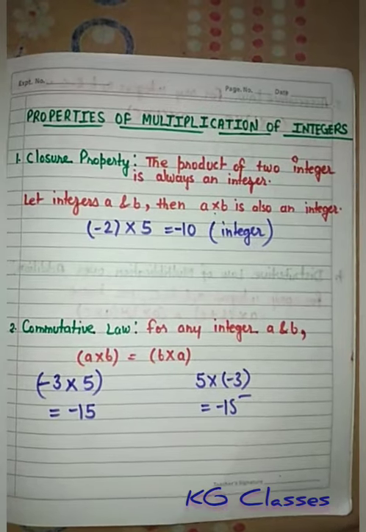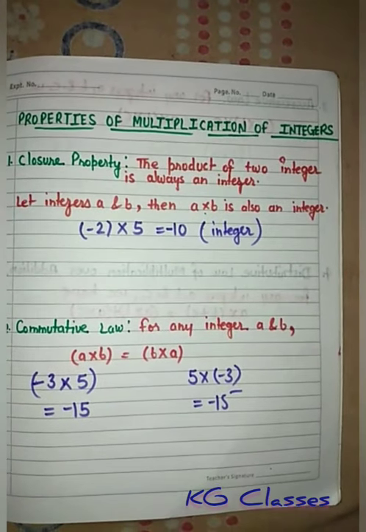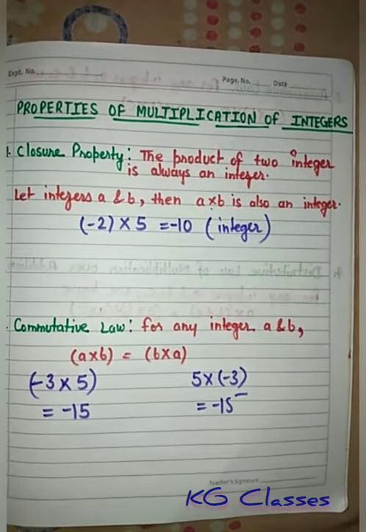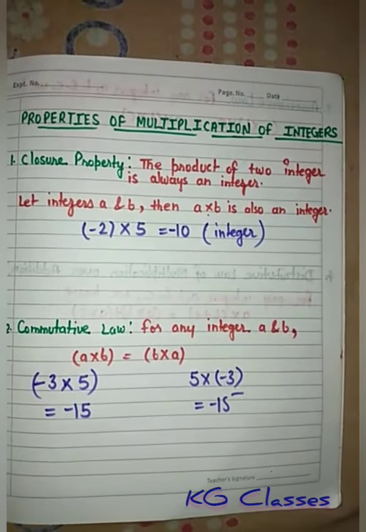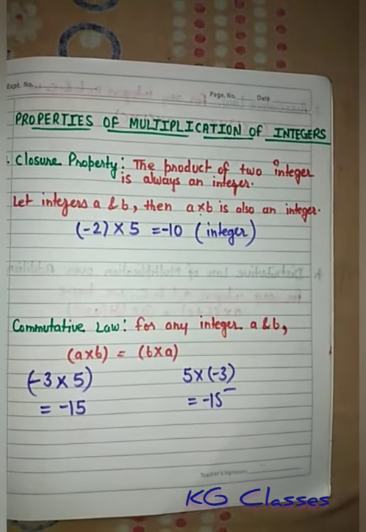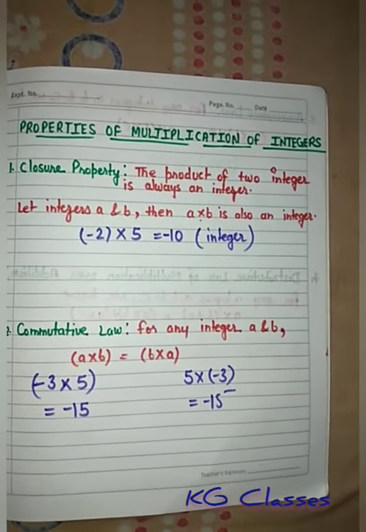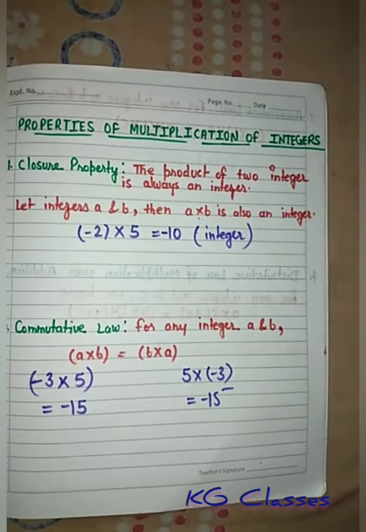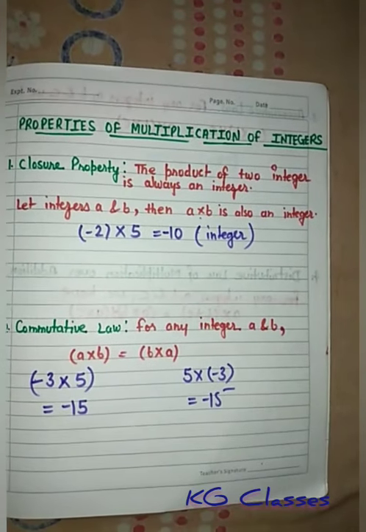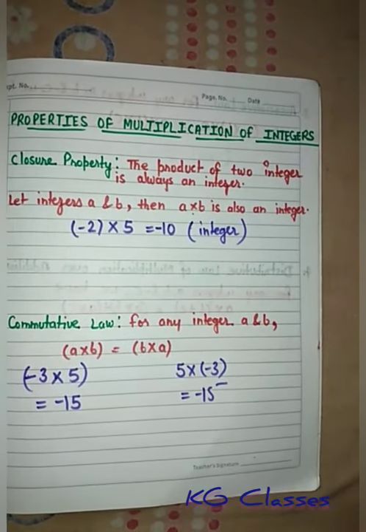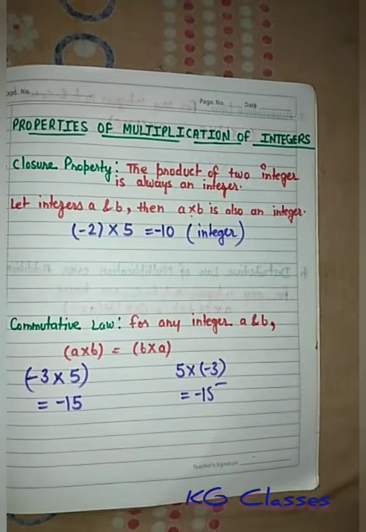In the last lecture I told you about properties of addition and subtraction of integers, and today we are going to study about properties of multiplication and division of integers. So first property is closure property. The product of two integers is always an integer. Let integers a and b, then a multiplied by b is also an integer.